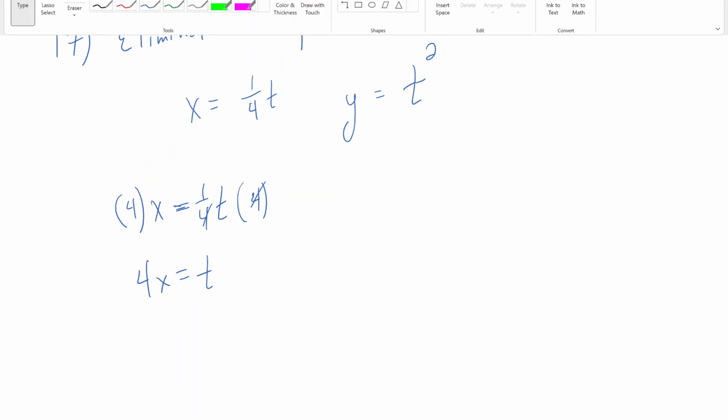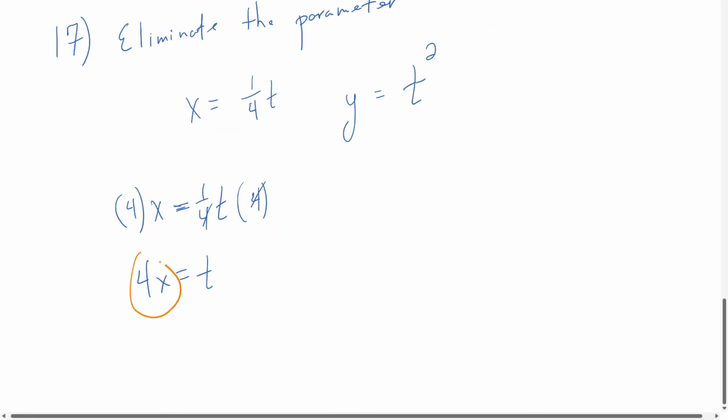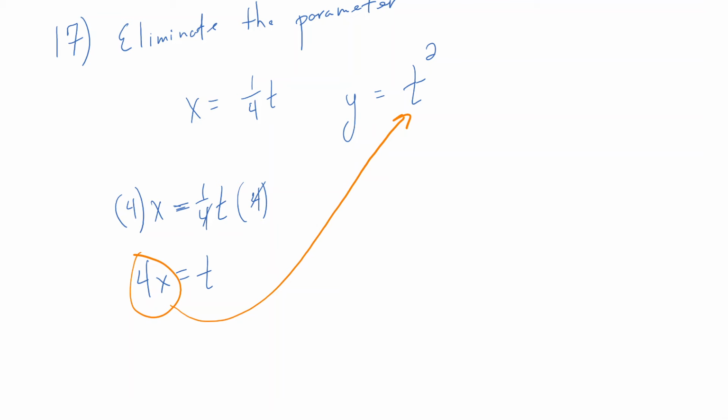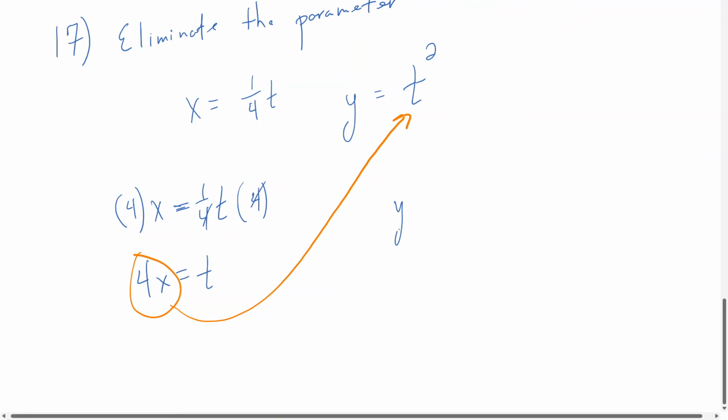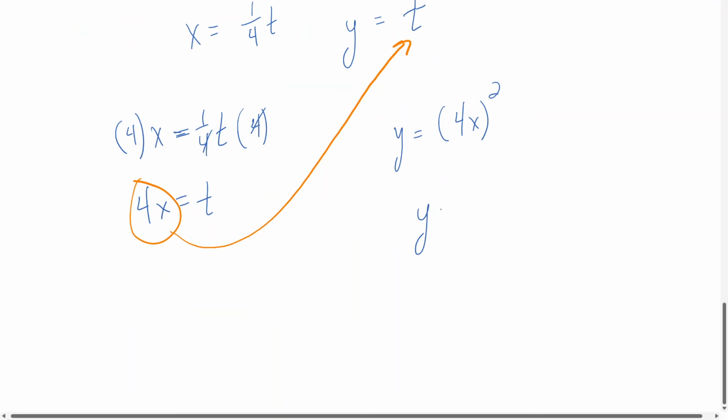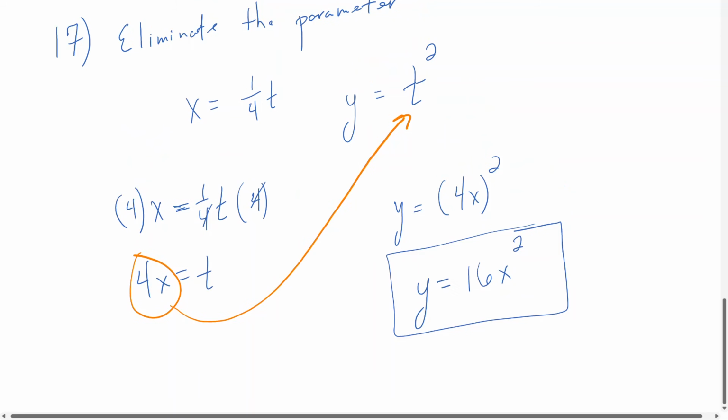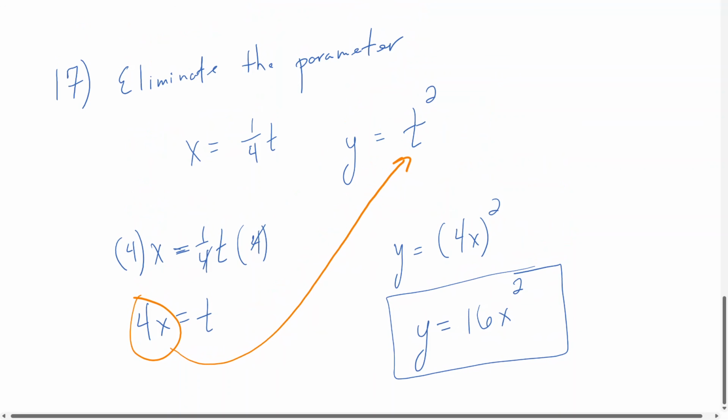And then we take that and plug it into the other one. So we're going to have 4x quantity squared. So our rectangular equation here would be 4x times 4x, so we get 16x squared. Okay, so that's going from parametric to rectangular, and the other one was going from rectangular to parametric.